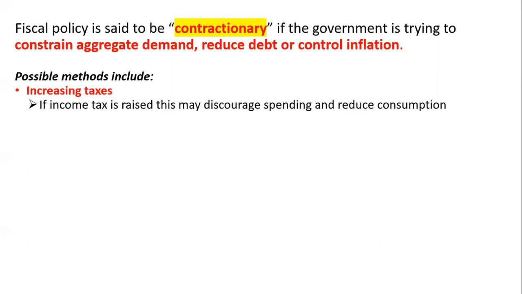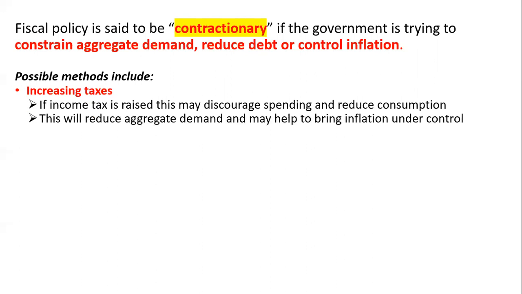What about increasing taxes? If income tax is raised, this may discourage spending and reduce consumption. Consumers will spend less because they've got less disposable income because their income tax has risen. This will reduce aggregate demand and may help to bring inflation under control. So if you see a fall in aggregate demand, that's a shift to the left of the AD curve, that will bring down the levels of inflation and will help bring inflation under control. Inflation being the rising prices of goods and services in an economy over a period of time.